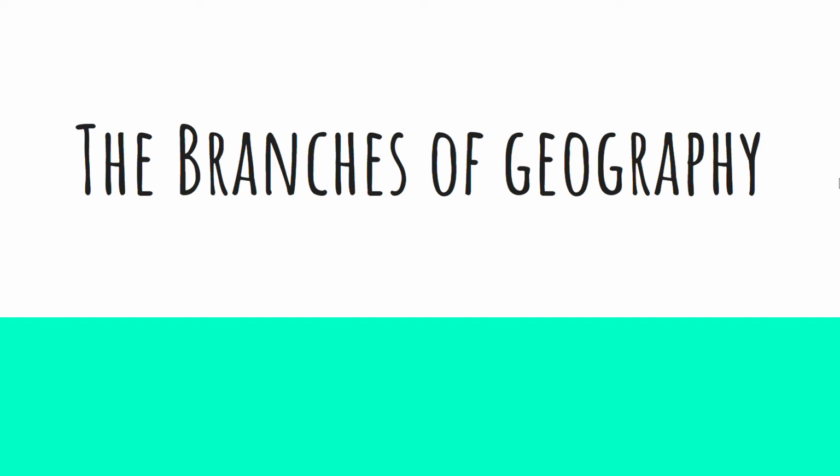Hello students, in this lesson I'm going to briefly go over the branches of geography. Here branches means the different sections, the different parts, the different types of geography. Now there are two main branches of geography I'm going to talk about, physical geography and human geography. Almost anything can be sorted into one of these two categories.